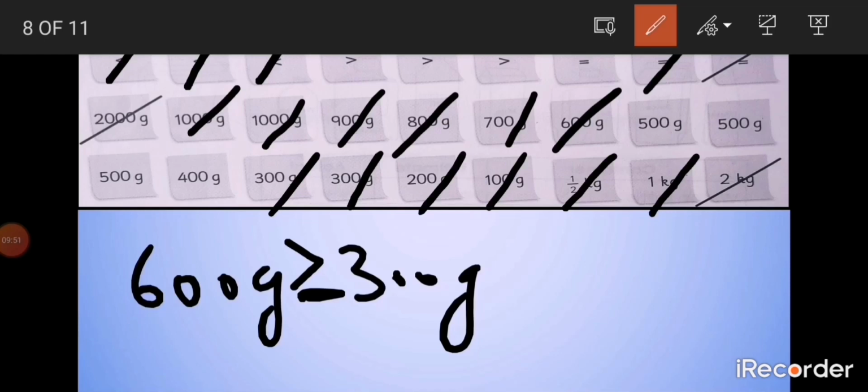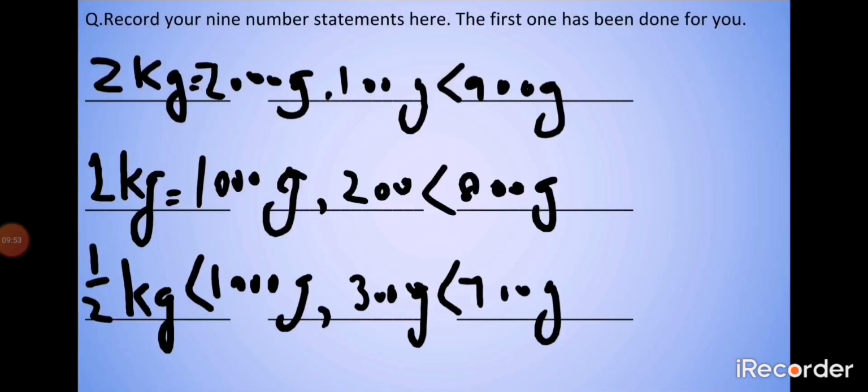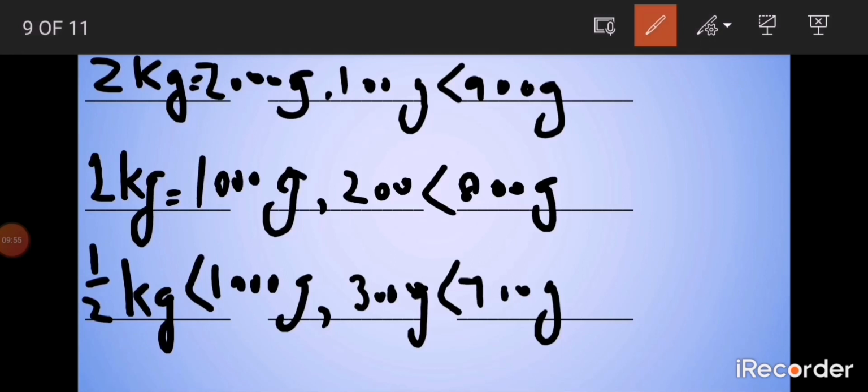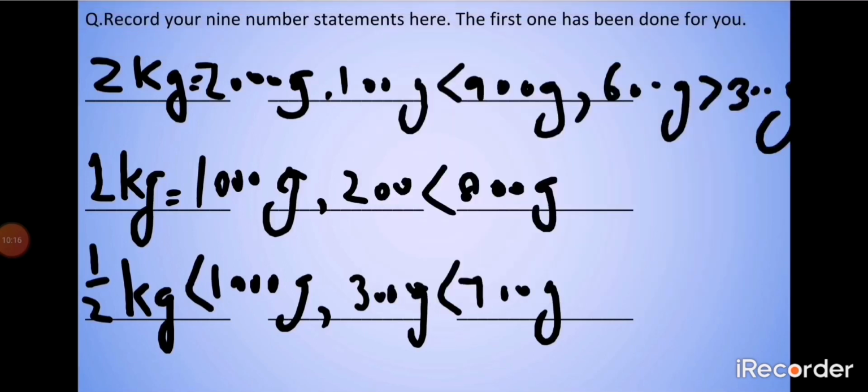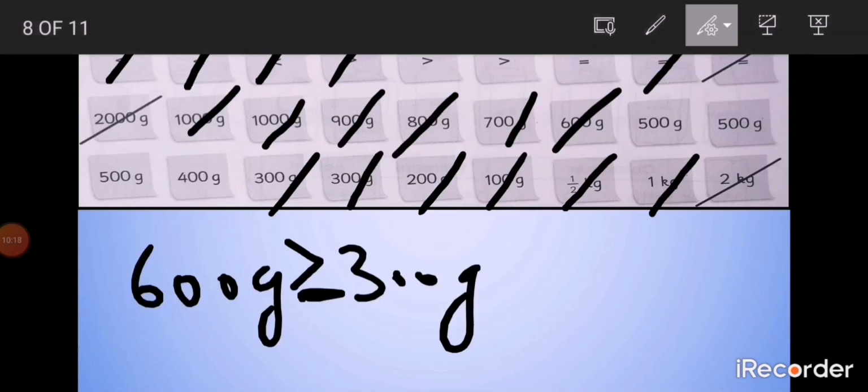So I am crossing my next symbol here and I am recording my number sentence here. 600 gram is greater than 300 grams. Or I will write it in a very nice way here. There's not much space in my page. 600 gram is greater than 300 grams. Done. Now let me erase again.